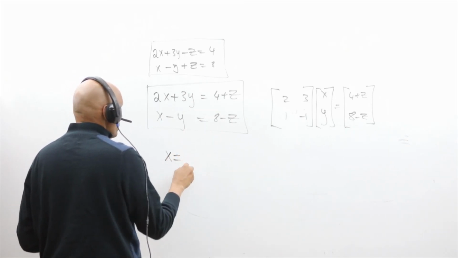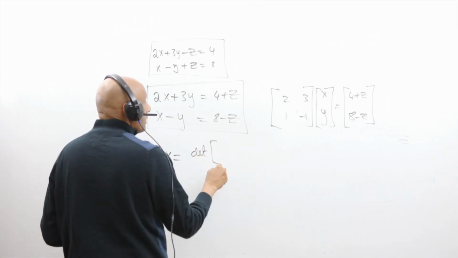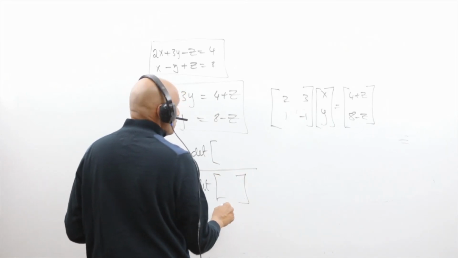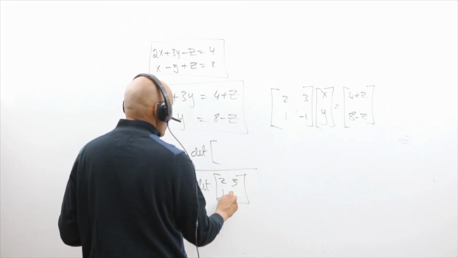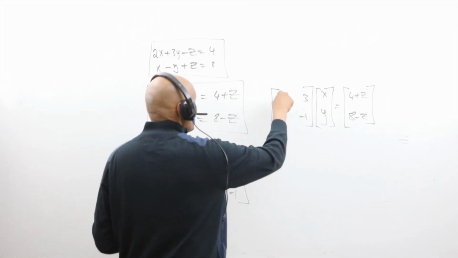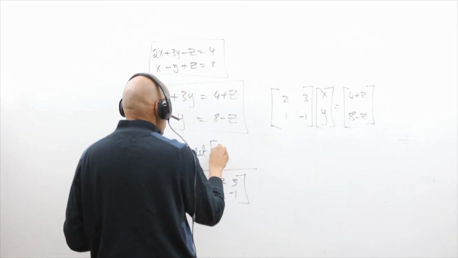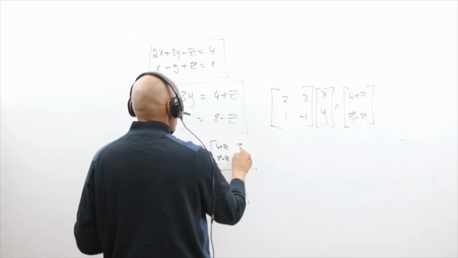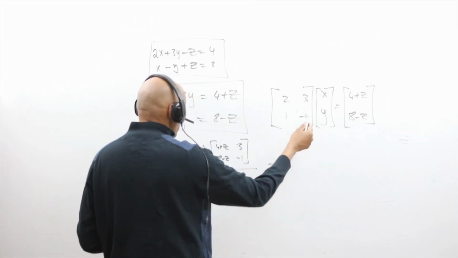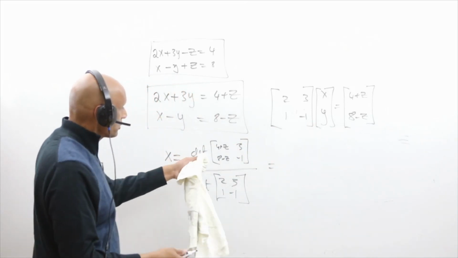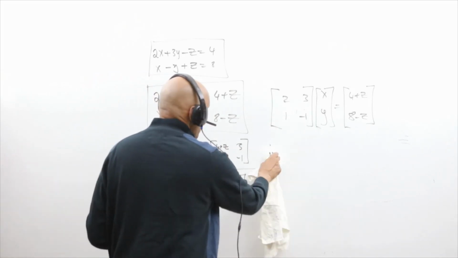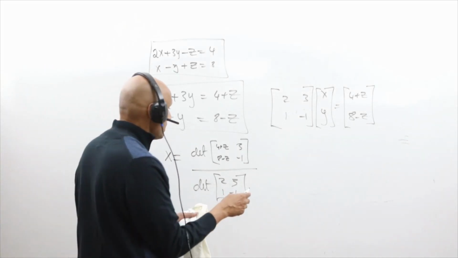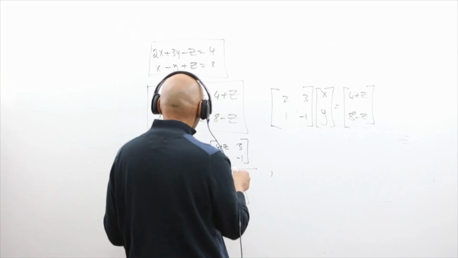So x is equal to the determinant of, so the bottom matrix stays the same, 2, 3, 1, minus 1. The top matrix, the first column 2, 1 is associated with the x value, so I'm going to replace that with 4 plus z and 8 minus z, followed by 3, minus 1. And we evaluate this and we get x as a function of z. I won't do it because the idea is what I really want to spend time on. If you're doing a real calculation, you will spend more time doing this than me, but you'll have to. But anyway, let's do y.